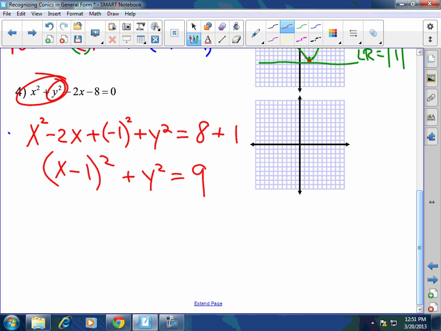What's my center here? What's my h, k in this case? Oh, yeah. 1, 0. And what's my radius here, guys? 3. So remember, 3 to the right, 3 up, 3 to the left, and 3 down, and boom. You got a nice perfect circle.